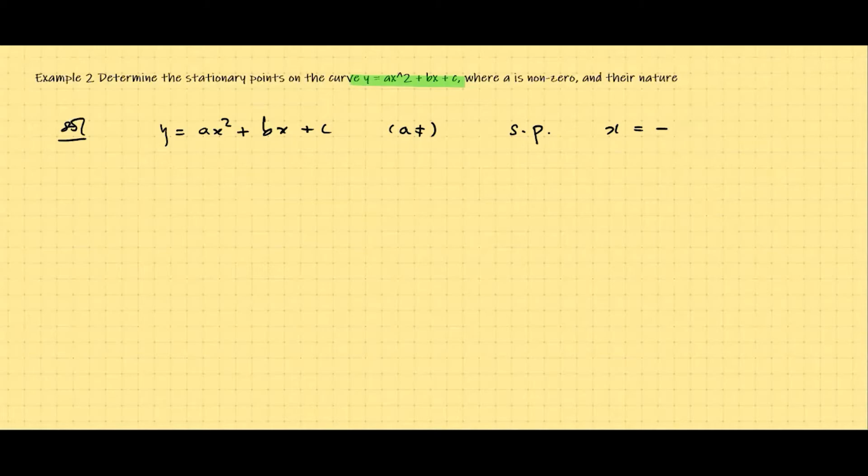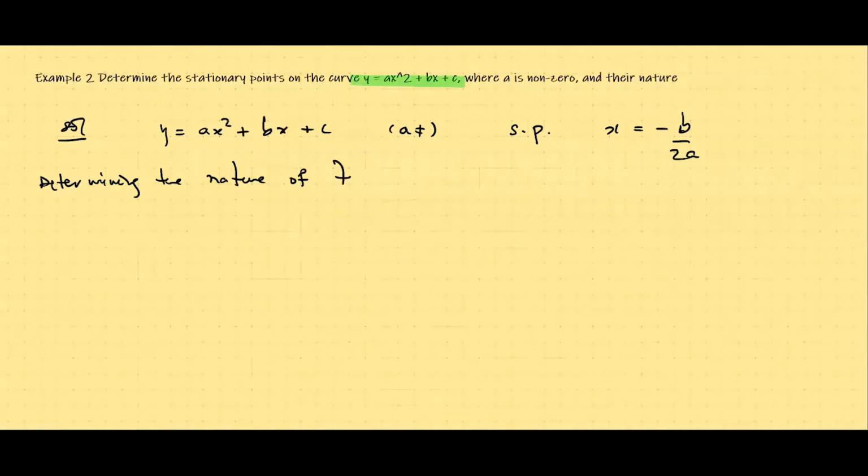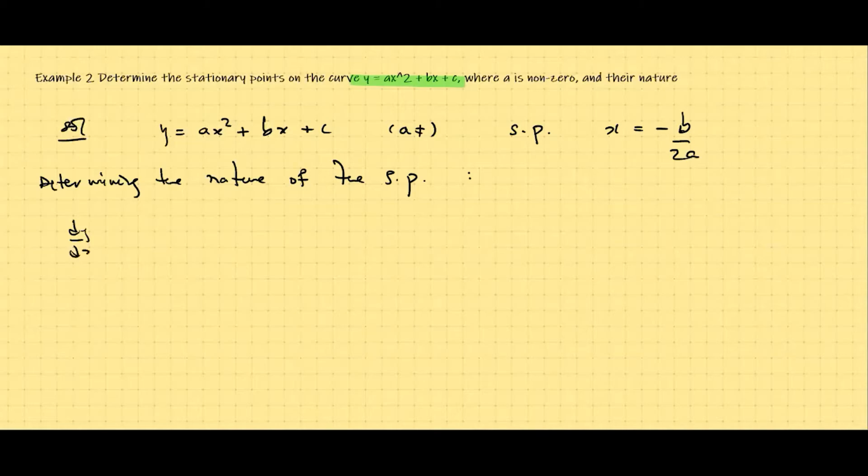We need not worry about the y value for the second derivative test. So how are we going to determine its nature? Let's do that directly, determining the nature of the stationary point. We need to apply the second derivative test, but for that we need the second derivative. The first derivative is obviously just going to be 2ax plus b. That then tells me that the second derivative is just going to be 2a.